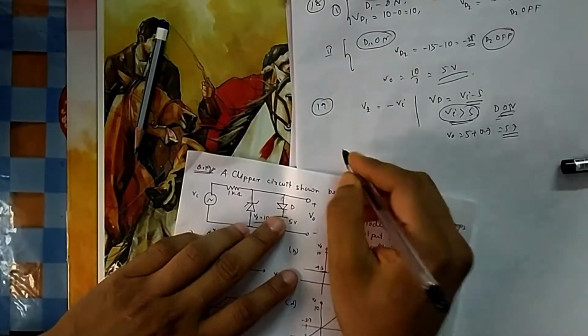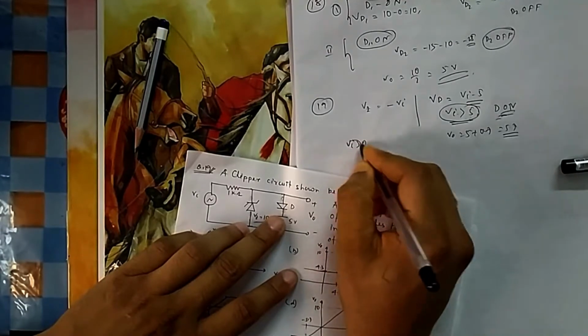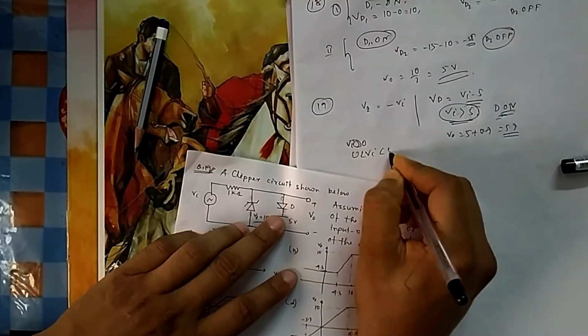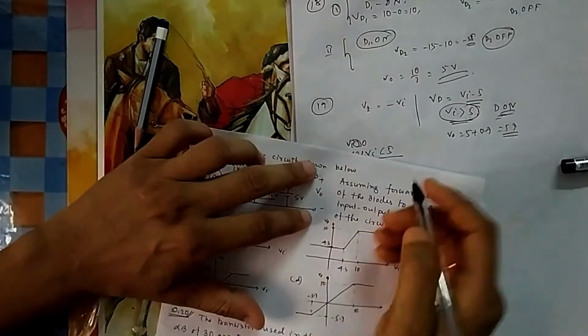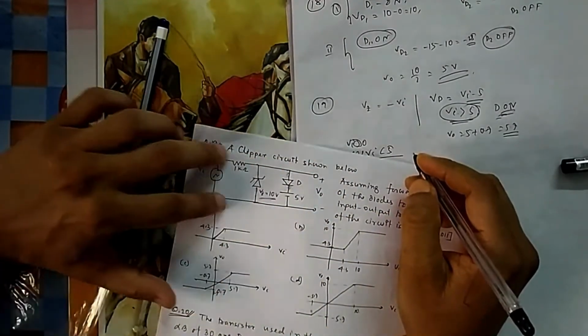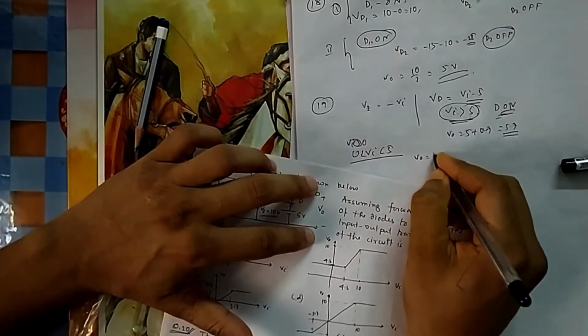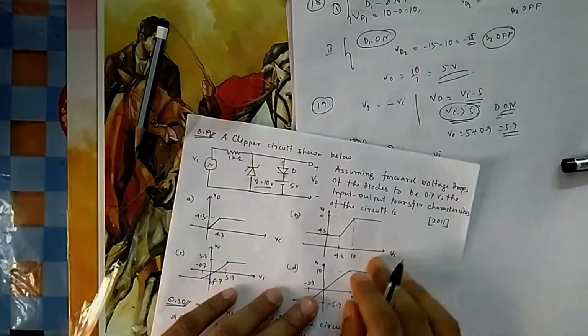And if your VI is positive, but VI is in between 0 to 5, suppose, so this is still not on, and it is also not reverse biased. So your output will become simply the input. Whatever input you are giving, that will be the output. So V0 will be VI. Now let me check which option satisfies this one.